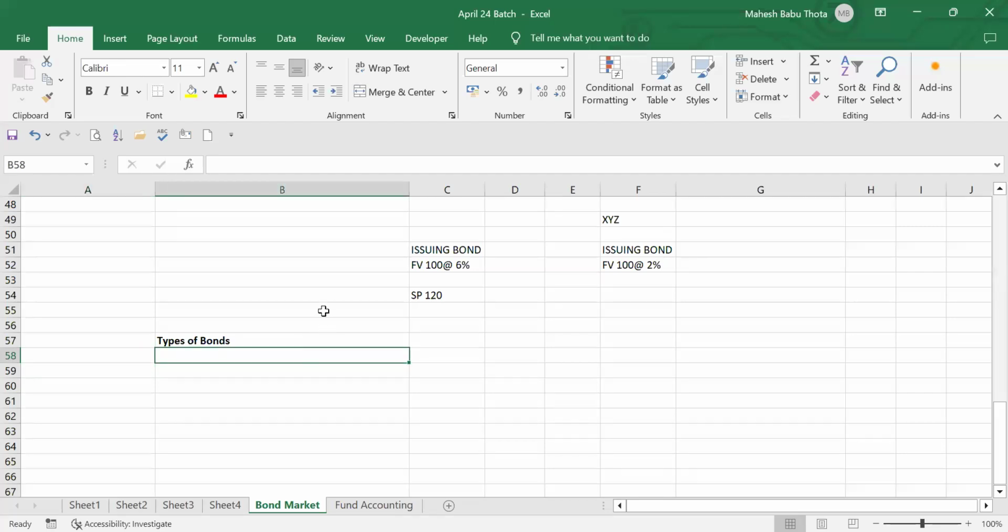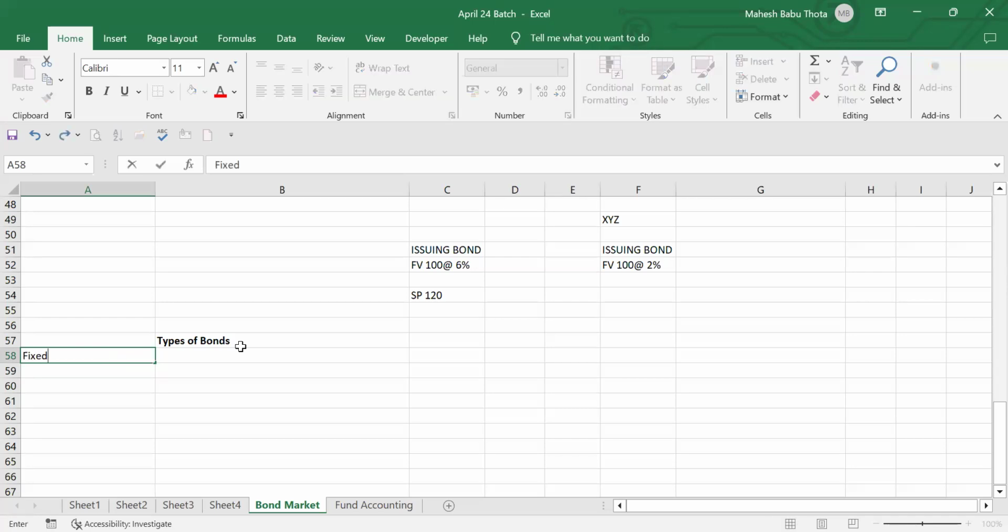Okay, so we're talking about types of bonds. First, depending on different factors and characteristics, we have different types. Majorly, there would be two types of bonds depending on the interest amount. One is fixed rate bonds, and the other is floating rate bonds. These are based on changes of interest.